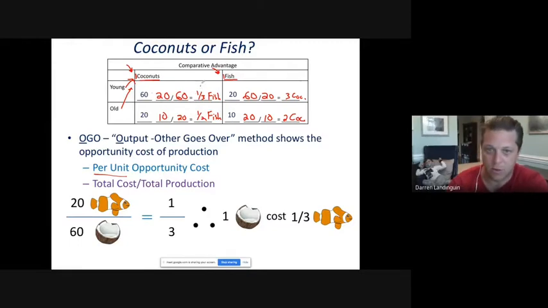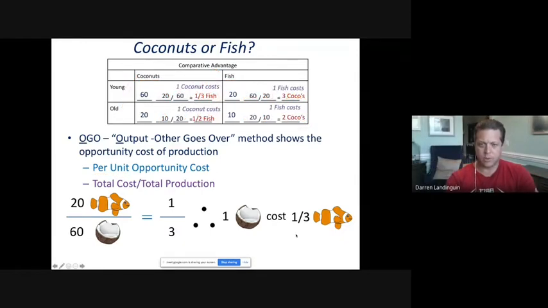So 0.33, 0.5. Well, this is cheaper than this, right? It is less expensive for the young man, in terms of opportunity cost, to collect the coconut. As far as catching the fish, we look over here and see that for the old man, it only costs him 2 coconuts every time he focuses on catching fish. So for the old man, this is cheaper in terms of fish catching.